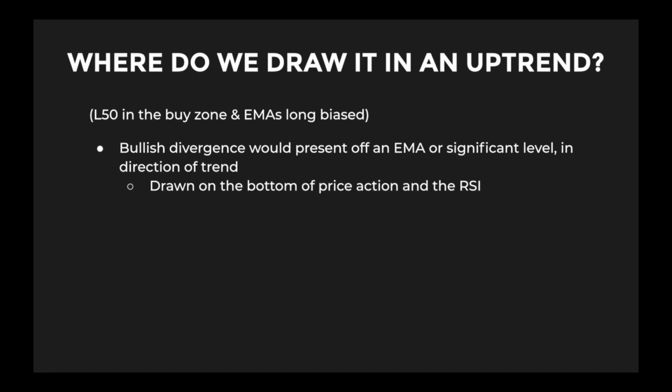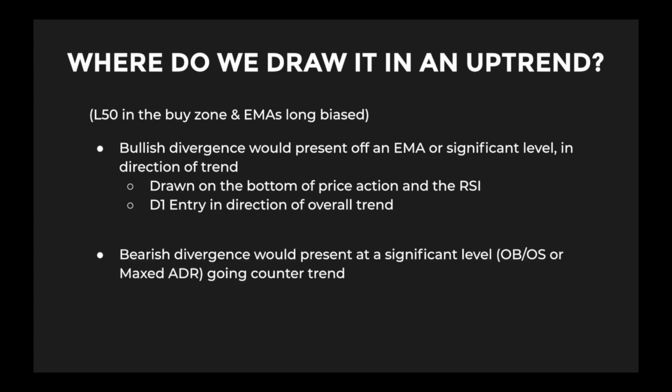Now, like I just said, this is drawn on the bottom of price action and the bottom of the RSI because you're looking for it to move higher. You're looking for that RSI to show rise, the price action to show drop, and you're going to trust the direction of the RSI with the D1 entry signal I'm going to show you in the next chapter. Like I just said, this is a D1 entry in direction of overall trend.